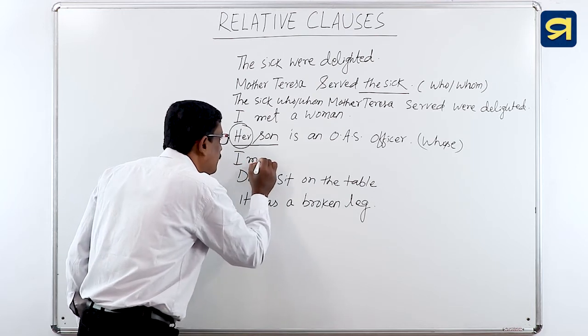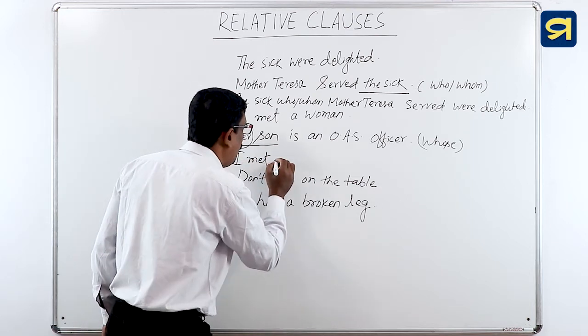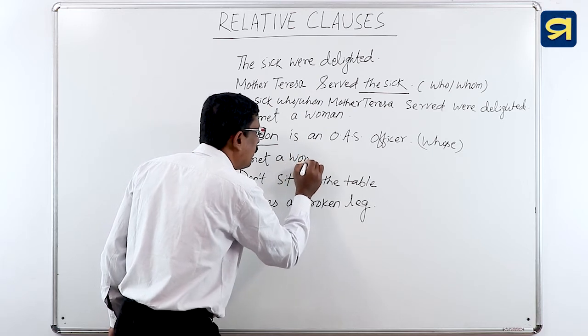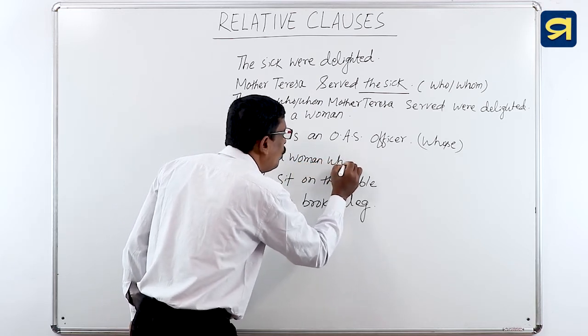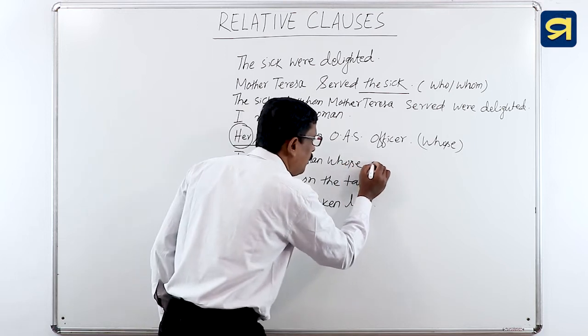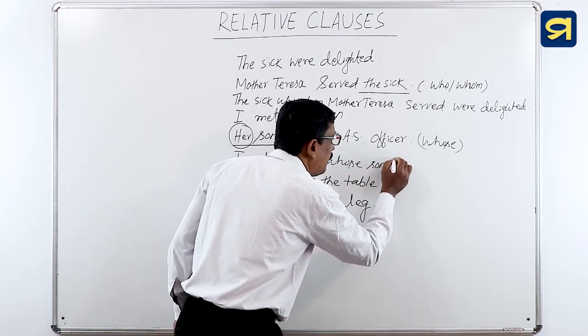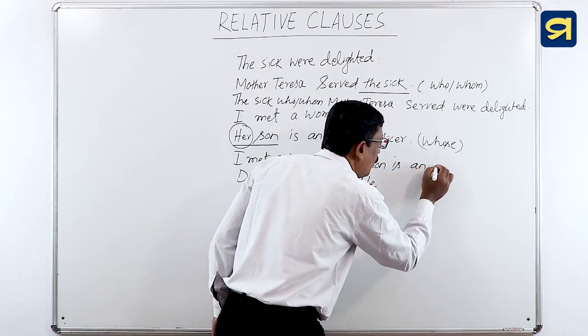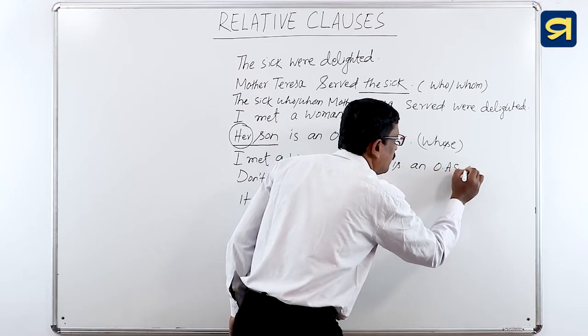We will combine the two sentences now. I met a woman whose son is an IAS officer.